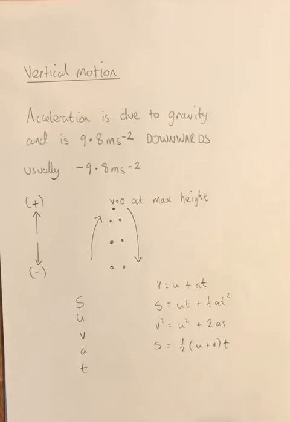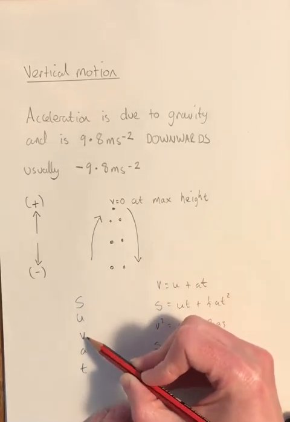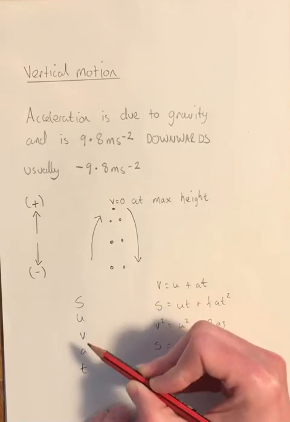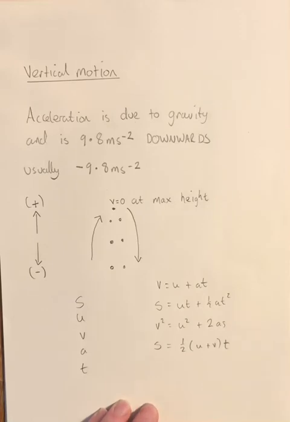In the equations of motion, displacement s, initial velocity u, final velocity v, and acceleration a are all vector quantities, so the direction is important, and something moving in the positive direction is going the opposite way from something moving in the negative direction.